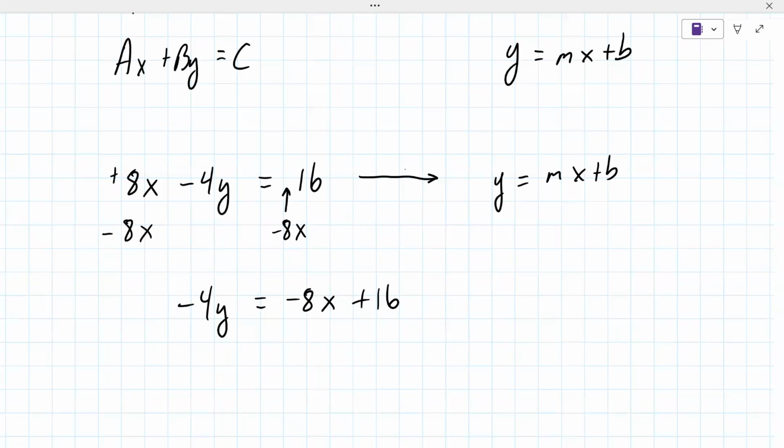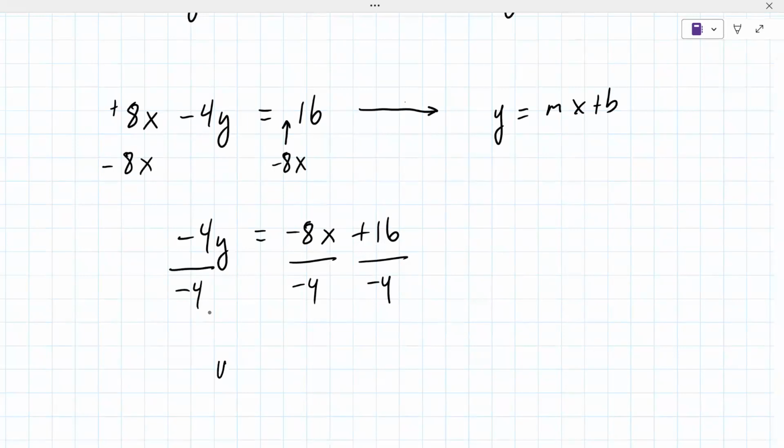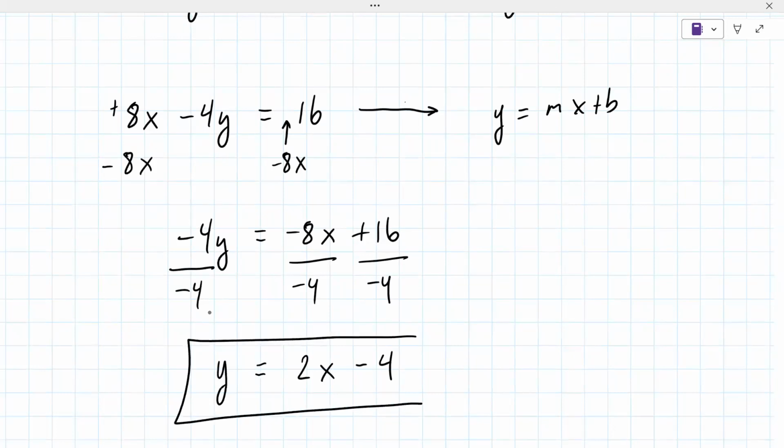So I think that's what you've been missing here when you see this. Now, you divide everything by whatever's in front of y. And I'm choosing things that work out nicely for now. We'll get to some that do not. So this is y equals 2x minus 4. This is your final answer. Okay. So maybe get this down in your notes. That way you've got a reference problem.